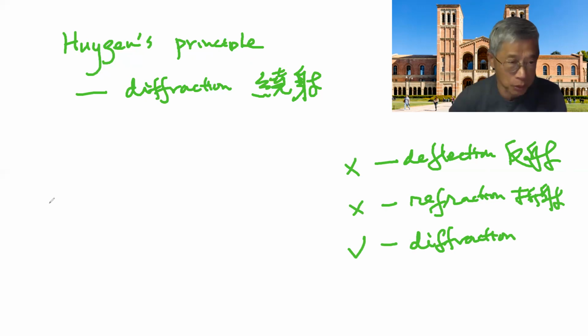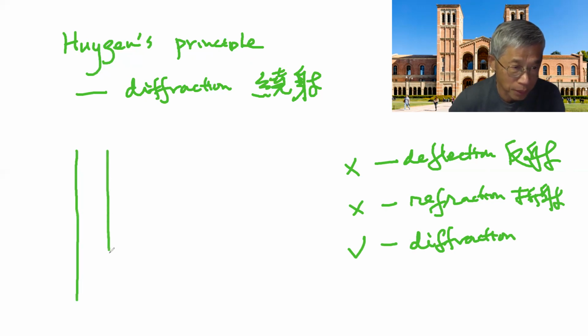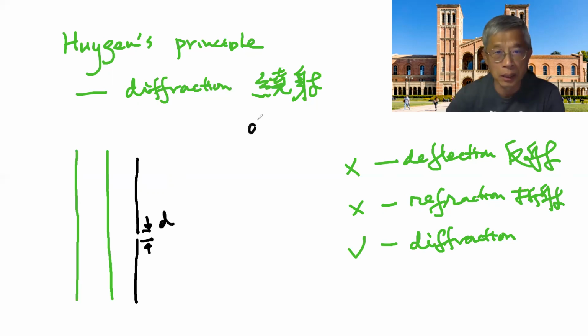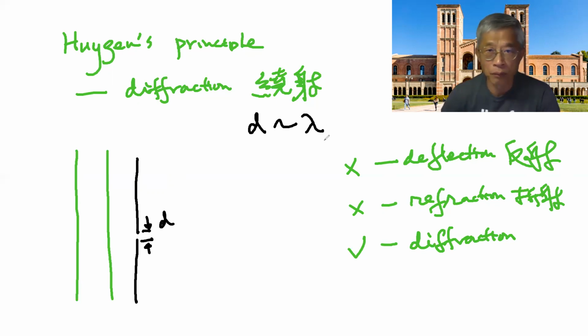So what's diffraction, right? So if we say this is the wavefront, plane wavefront, it's coming in. All of a sudden, there's an obstacle right there. Let's say there's a wall, and then there's a little opening right there. And the size of this, D, has to be small, close to the lambda, the wavelength of the plane wave.